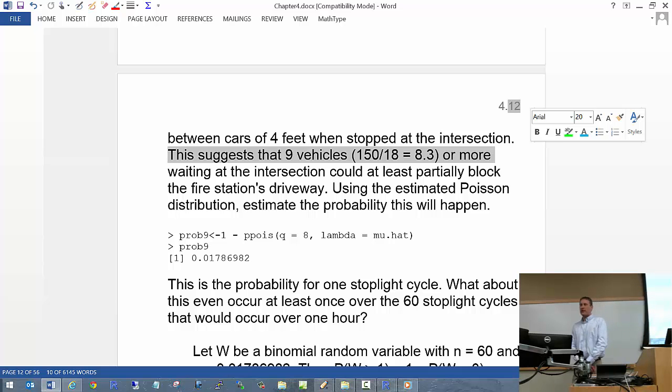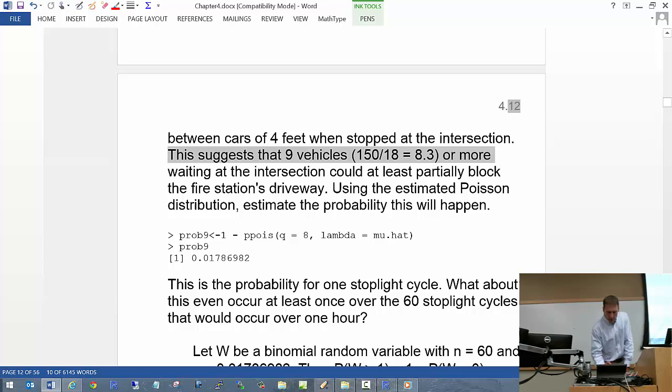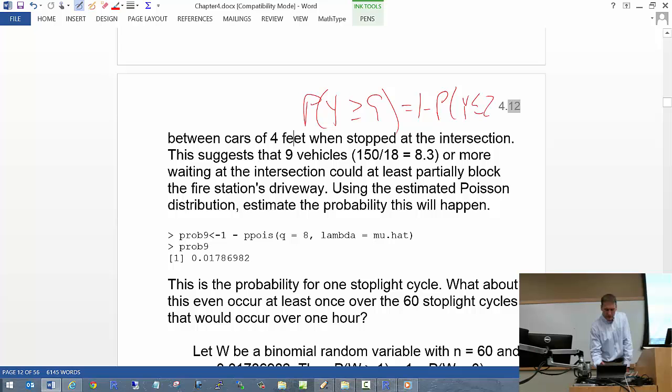However, I don't think that's necessarily exactly the way that we want to look at it. And maybe what we should do is look at, well, what would be the probability that the driveway is blocked? So in other words, what we might want to look at instead is the probability that y is greater than or equal to 9. Now, using the complement, we know that that's equal to 1 minus the probability y is less than or equal to 8. Why do I want to do that?